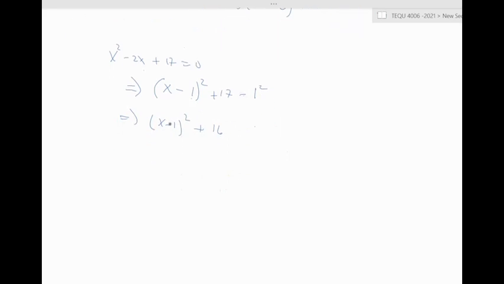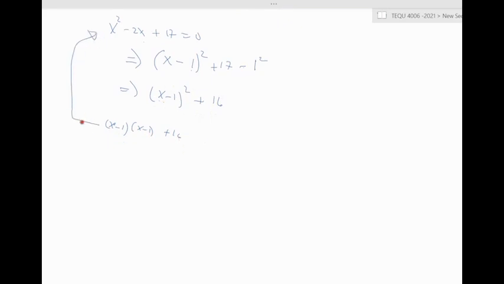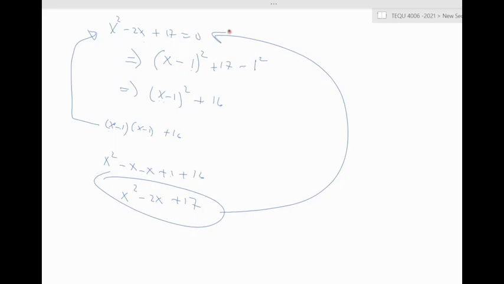Now, we want to demonstrate that this result makes sense. How do I do that? Well, remember x minus 1 squared, so let's put it this way: x minus 1 times x minus 1 plus 16. And let's see if this result is the same as this one. So x times x, that's x squared. x times minus 1 is minus x. Minus 1 times x is minus x. And minus 1 times minus 1, that's plus 1, plus 16. So at the end, I have x squared minus 2x plus 17. That's precisely what we started with.